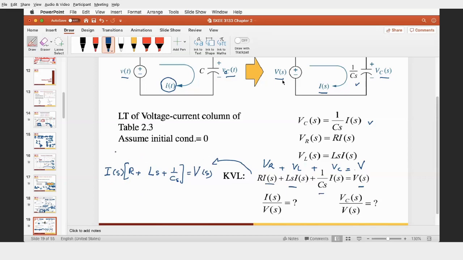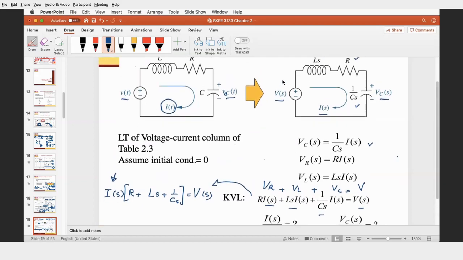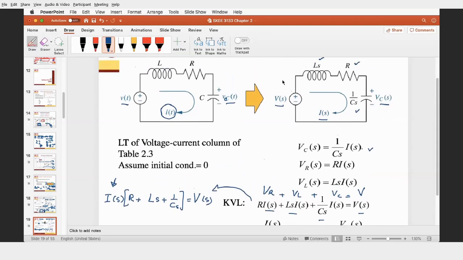But now the parameter involved here is Is. So you must get the relationship. How to get Vs here? You can use this equation.